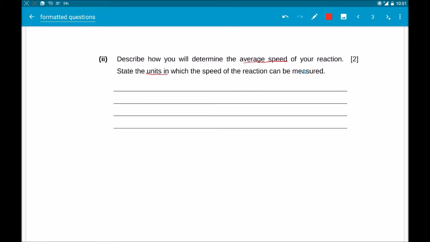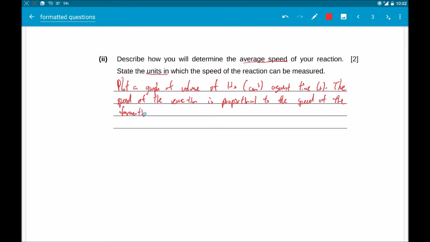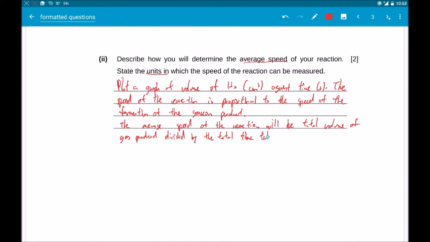So to find the average speed, of course we will need first of all the time, and second the volume of our product, which in this case is hydrogen gas. So first of all, we can plot a graph of volume of hydrogen gas in cm cubed against time. So the speed of reaction is actually proportional to the speed of the formation of the gaseous product. So for our unit, the average speed will be the total volume of gas produced divided by the total time taken, and the unit will be cm cubed per second.